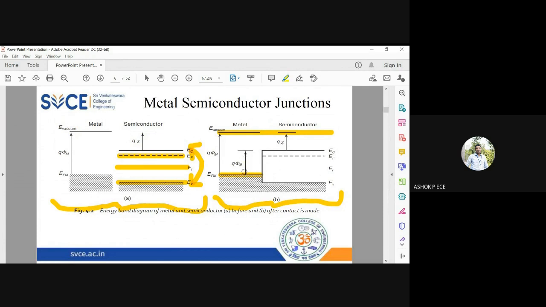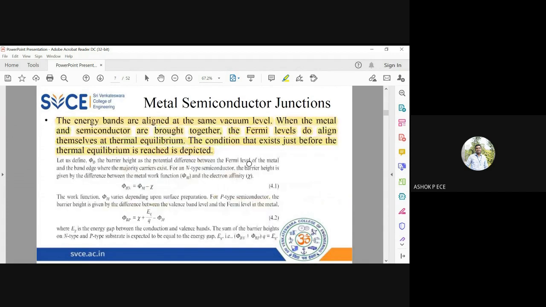On the metal side, the Fermi level is the lowest energy level, and from that level up to the highest energy level of the semiconductor, EC, I am going to denote it by phi b. Phi b is the barrier height, or the potential difference between the Fermi level of metal and the conduction band where the majority carriers exist. So for an N-type semiconductor, the barrier height is given by the metal work function. The barrier height for N-type is given by phi Bn.